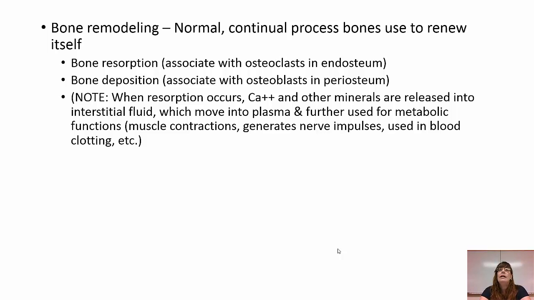So when resorption occurs, calcium and the other minerals are going to be released into the interstitial fluid, then it'll move into the plasma and be used for other metabolic functions like nerve impulses, blood clotting, muscle contractions. So if our blood calcium is off, a signal will be sent, and the osteoclasts will break down bone to raise our blood calcium, or osteoblasts will build bone to take calcium out of the blood and deposit it into the bone. So that's one way that our calcium is maintained.